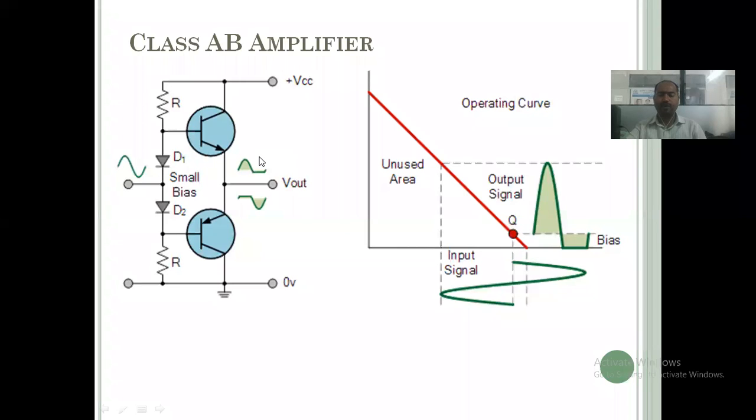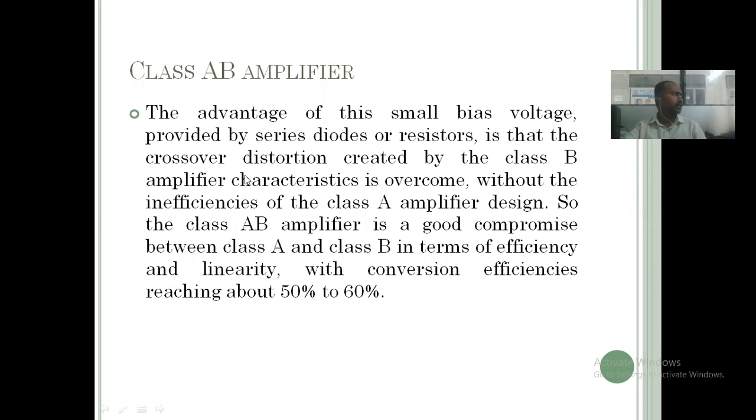So the crossover problem should be eliminated when we use this small bias voltage through the diode, right? It eliminates whatever problem we had with respect to the earlier configuration. This is eliminated by applying the small bias voltage to your transistor through the diode. Okay, this is the thing with respect to your class AB type of amplifier.